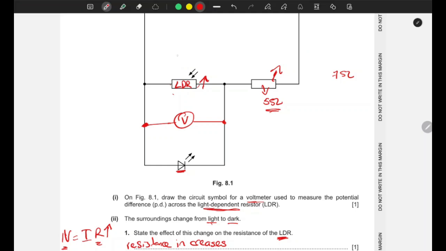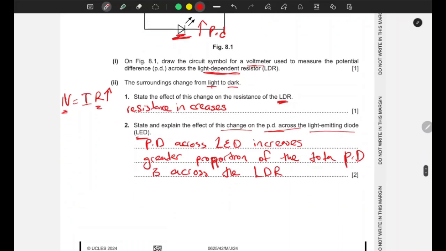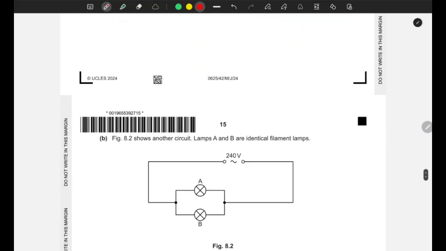But after that, this increases to 8 ohms. So if this increases to 8 ohms and this is still 5 ohms, now this will have the greater potential difference. So this voltage value would be higher. And since the LED is across the LDR, when the resistance increases, the PD also increases. So the LED will become brighter or it lights up. That's the main explanation.